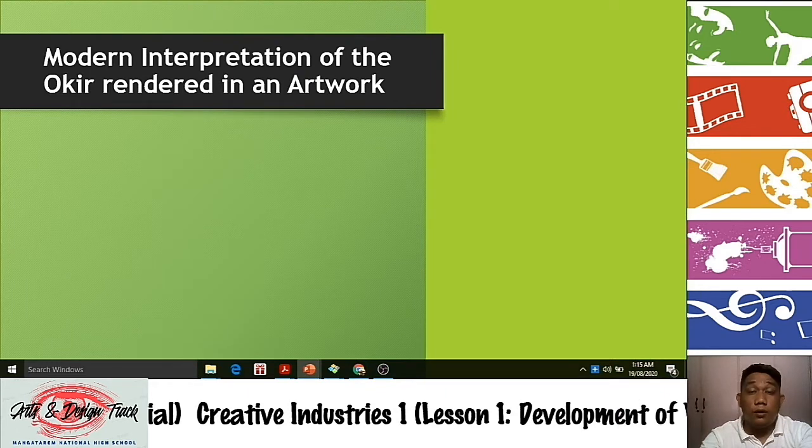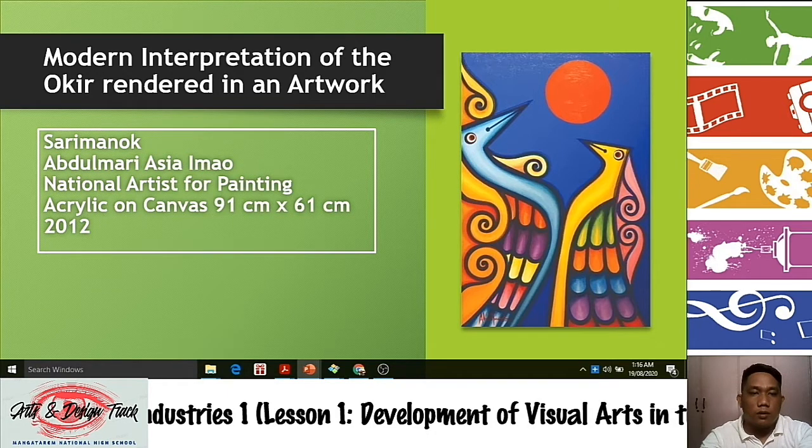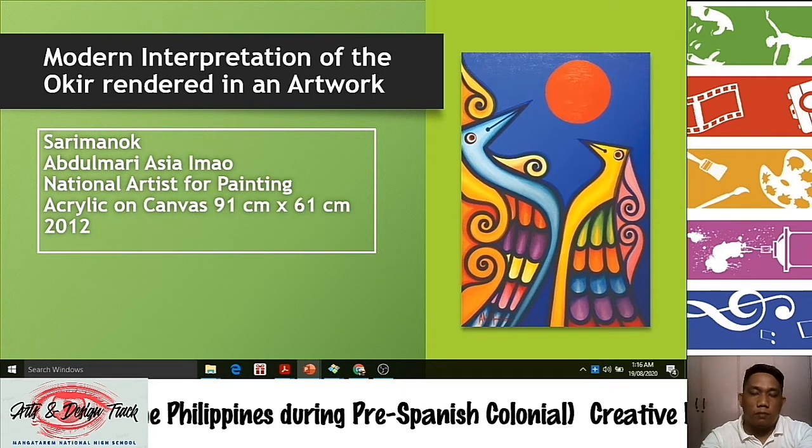Modern interpretations of the ukir rendered in an artwork. This example of artwork was created by our National Artist for Painting, Abdulmari Asia Imao, which he titled Sari Manok. It was created in acrylic on canvas with the size of 19.1 centimeters by 61 centimeters, done in 2012.